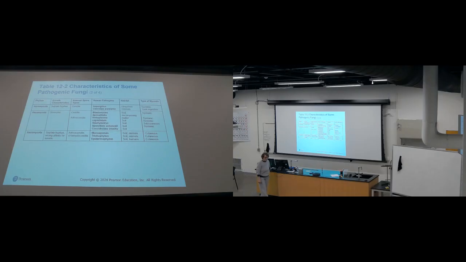Athlete's foot is caused by this species, Epidermophytum, and Trichophytum. Then we have one specific species called Microsporum canis, which is found in dogs, that's why it's called canis. And Trichophytum mentagrophytes is another one that causes ringworm.